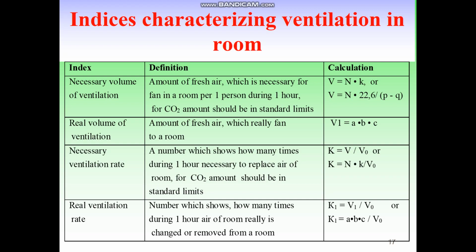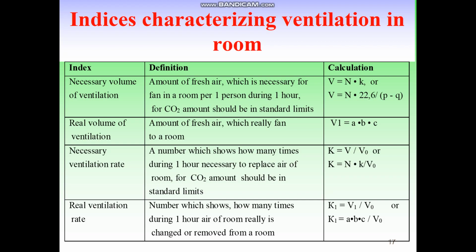Ventilation. Regular ventilation of premises and public buildings provides timely removal of excess heat, moisture and adverse gaseous impurities accumulating in the air as a result of people's stay and different household processes. Indices characterizing ventilation in a room: necessary volume of ventilation, real volume of ventilation, necessary and real ventilation rate.